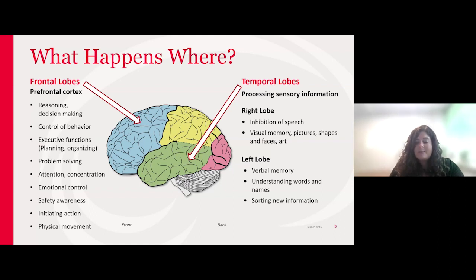In addition, the temporal lobes of our brain really control our language and speech and how we process language and speech. And so we see very often when people start to have a primary progressive aphasia or changes in language, we're going to see damage in the temporal lobe of the brain on MRI or CAT scan.